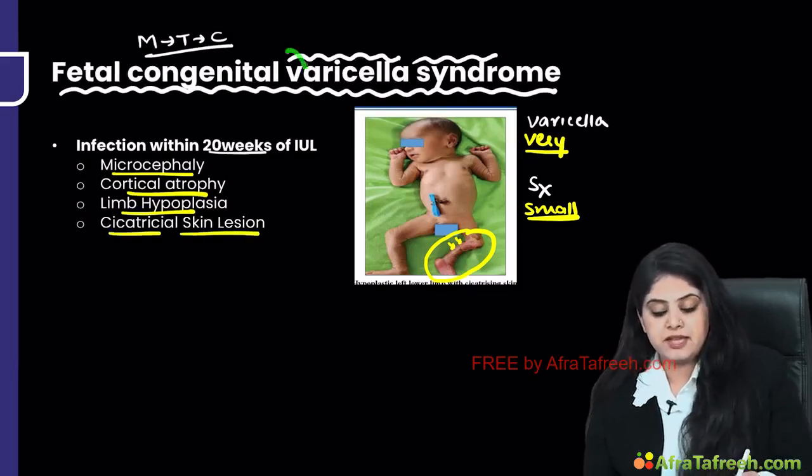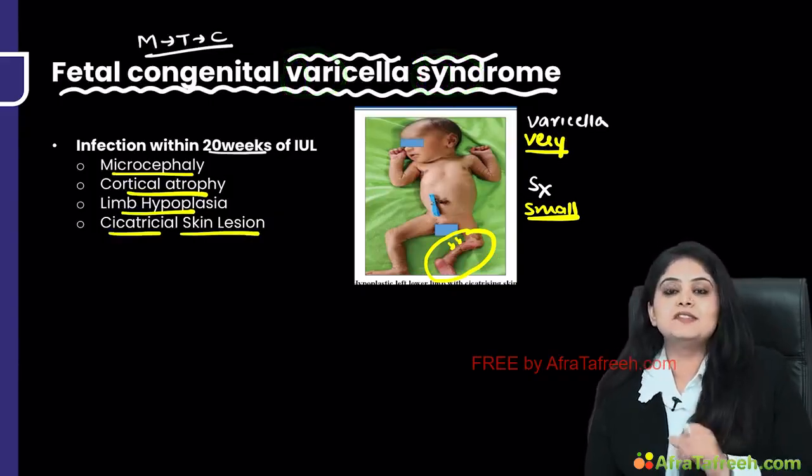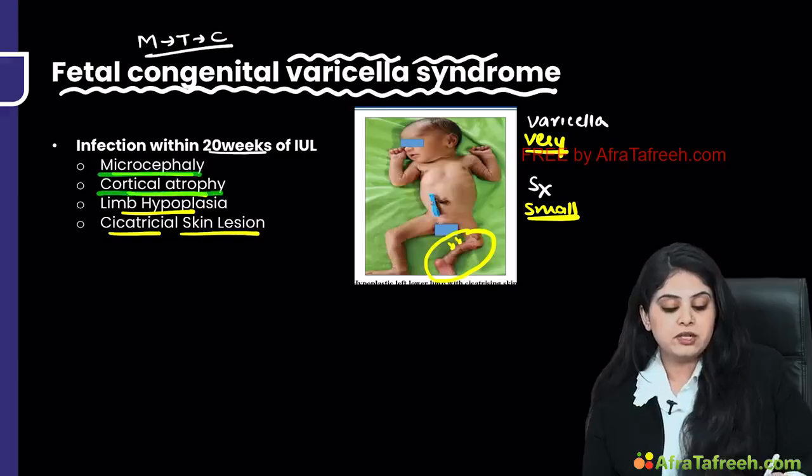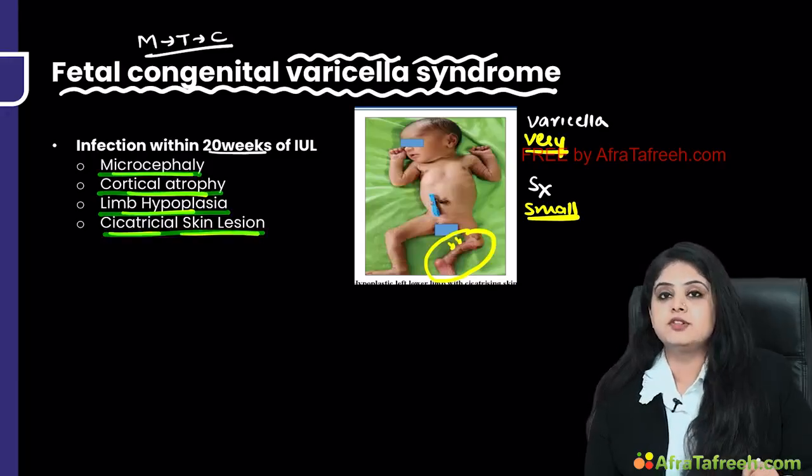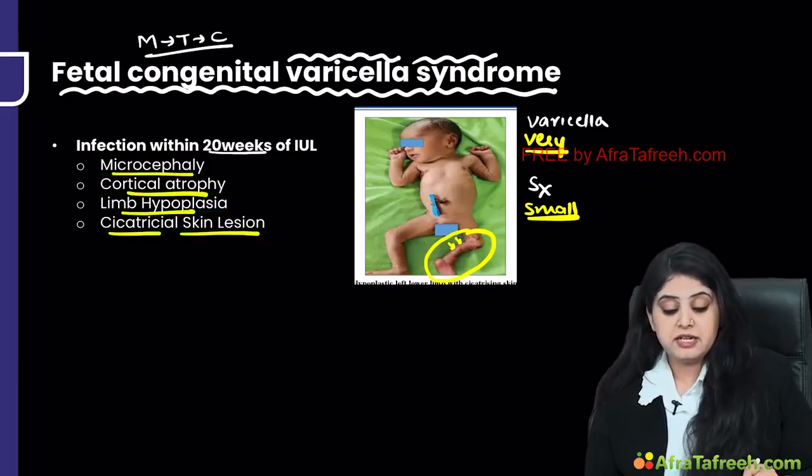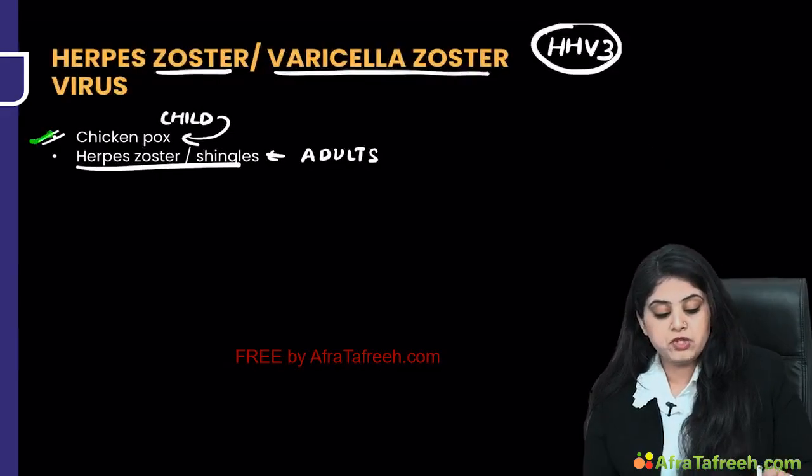So repeating, in varicella syndrome, everything is becoming very, very small. Okay, very, very small. What is that? Microcephaly, cortical atrophy, limb hypoplasia, cicatricial skin lesions. And that definitely wraps up the childhood problem of chickenpox.